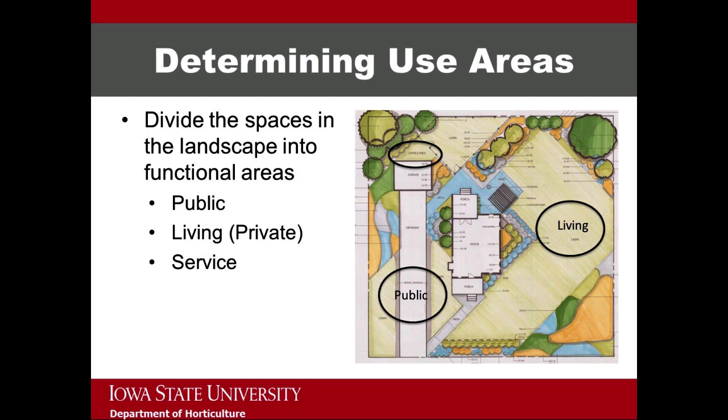For example, the public area is like a formal living room. The living or private area is like a family room. And the service area is like a utility or laundry room.